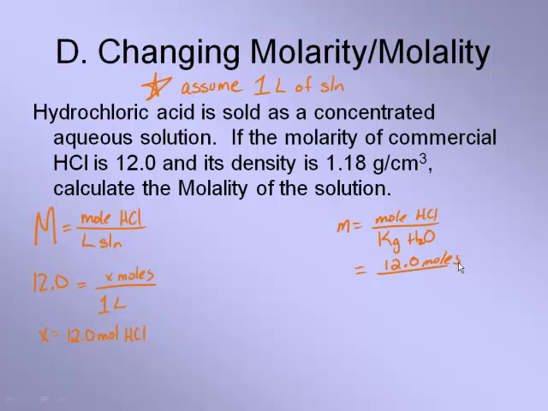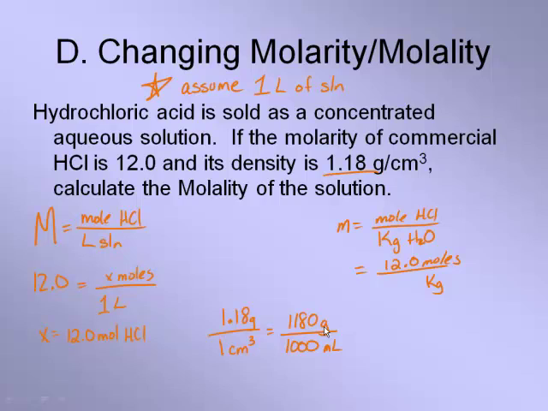Now that's great, but there's still one piece of information that's missing, and that's the kilograms of my water in order to solve for molality. There's one other piece in the problem that I haven't used yet, and that's the density. Density tells me that there is 1.18 grams in every 1 cubic centimeter. And remember that 1 cubic centimeter is equal to 1 milliliter. I have a liter, which is 1,000 cubic centimeters. If 1.18 grams are in every 1, then how many would be in 1,000? That would be 1180 grams in 1,000 milliliters.